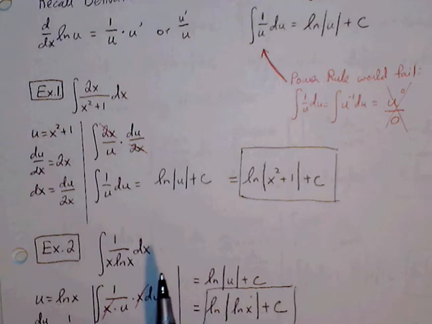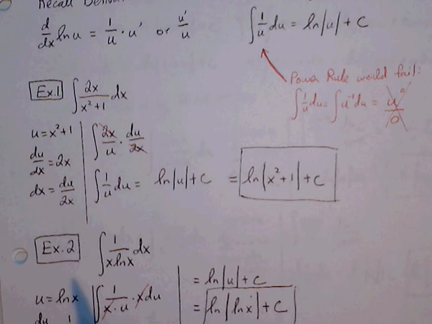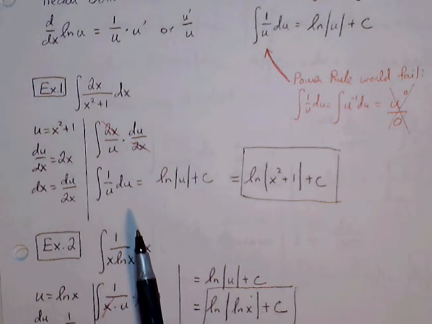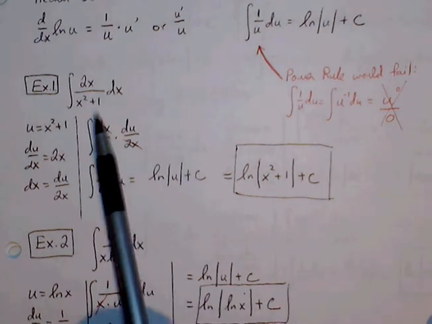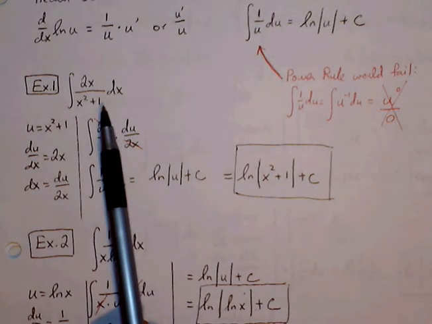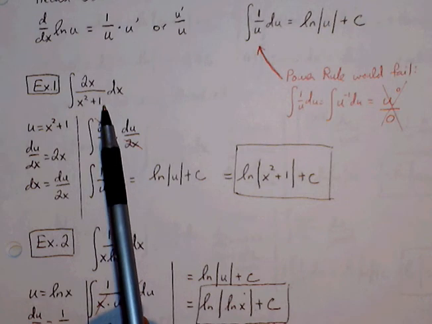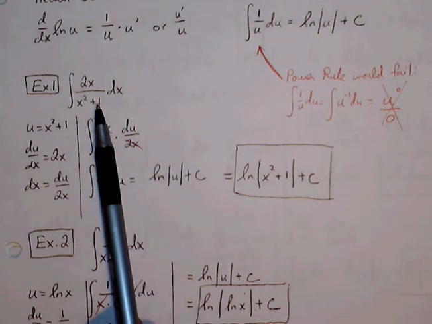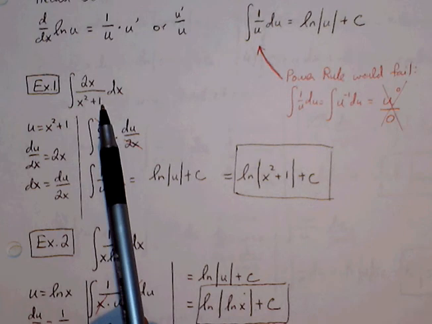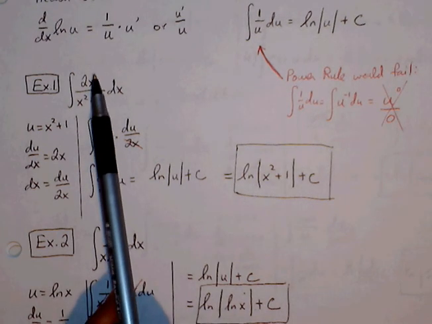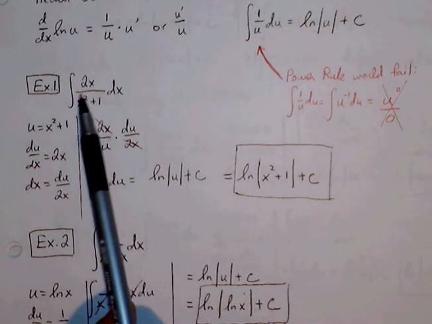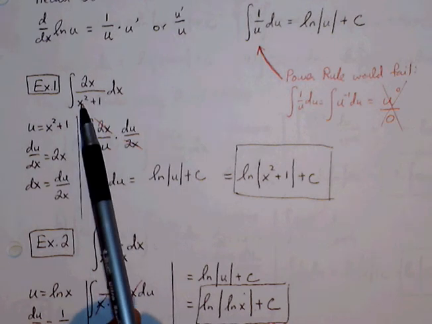Okay, let's look at example 1. Part of the challenge with these types of problems is first identifying which u value would make this work. As you go through and try to find the appropriate integral rules, always see if you can rely on simply using power rule. But in this case, power rule will not work because we cannot split this into individual terms.